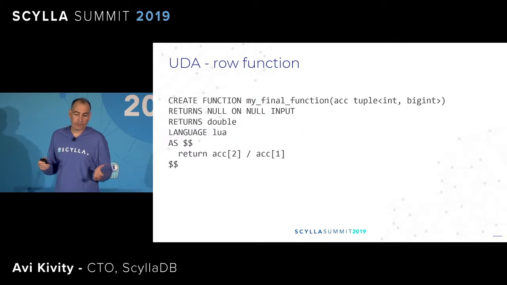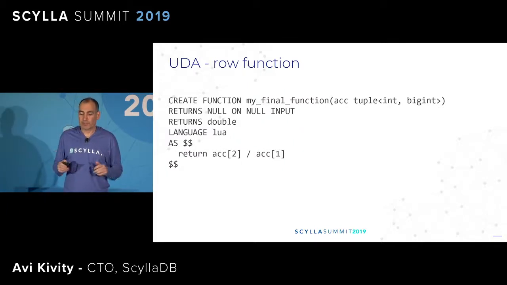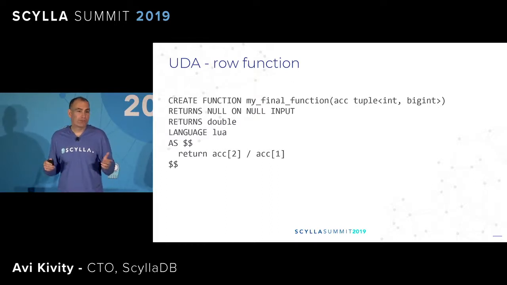And here, we return the second element of the accumulator, which, if you remember, is the sum of all of the values that we read, divided by the number of rows in the first element. And the result is the average. So we re-implemented the average function. Not very exciting, but an easy-to-follow example.